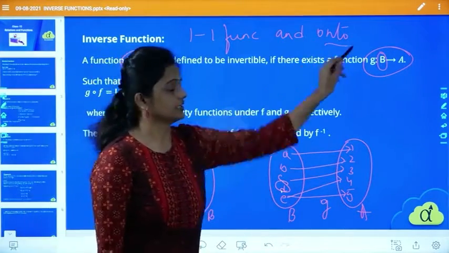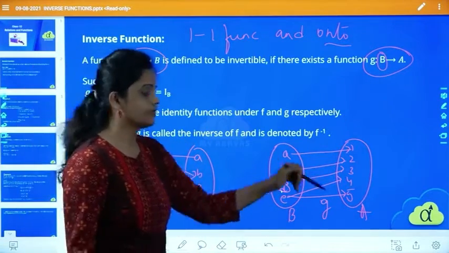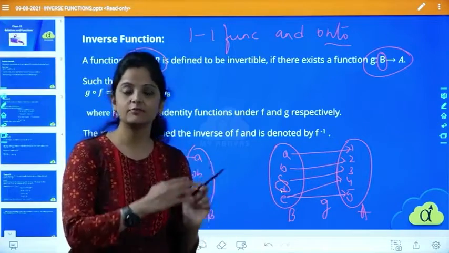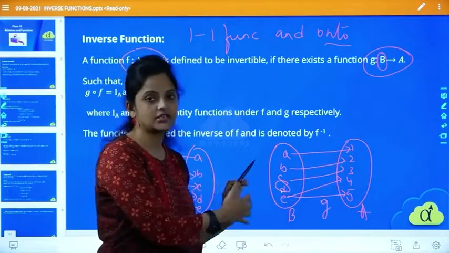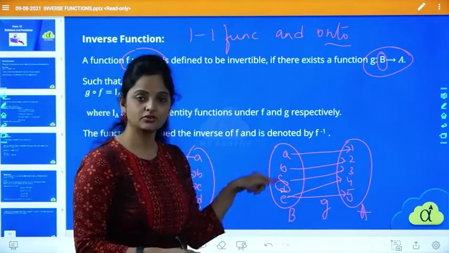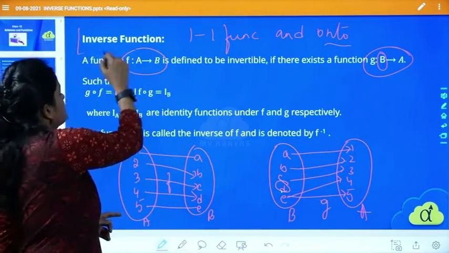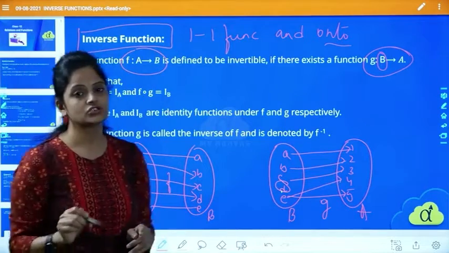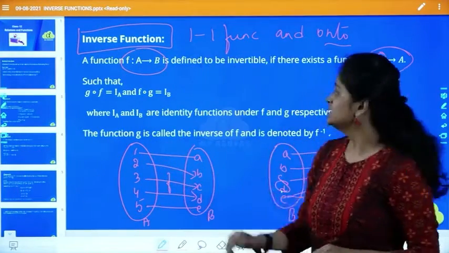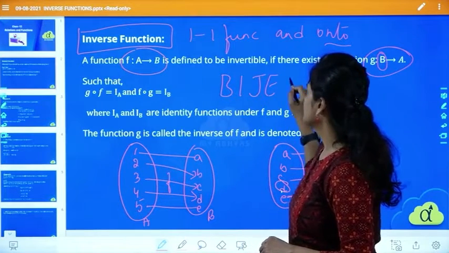Now onto function. If range and codomain are equal, then double mapping will not come. All the elements of the first set will be mapped with the other set, so D won't be sitting alone. That is why, when you talk about an inverse function, that function has to be one-one and onto. In short, it has to be a bijective function.